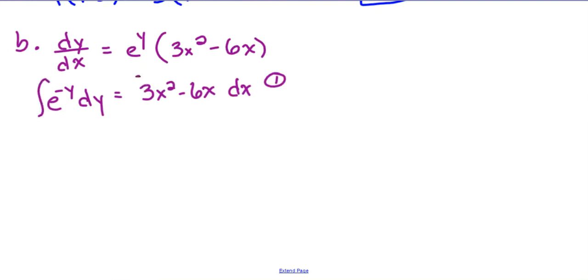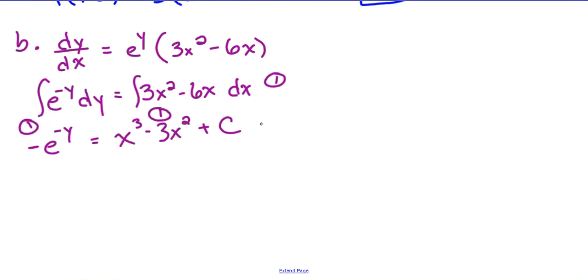Now we need to integrate. So the antiderivative of e to the y, that's a great thing about exponentials. Derivatives and antiderivatives are exactly the same. You just have to remember if there's something else in the exponent that you put its reciprocal in front when you're doing antiderivatives. So that would be negative e to the negative y. The antiderivative of that would be x cubed minus 3x squared. Again, don't forget that plus c. You get 1 point for your antiderivatives. So 1 point for the y antiderivative, 1 point for your x antiderivative, and 1 point for your plus c.